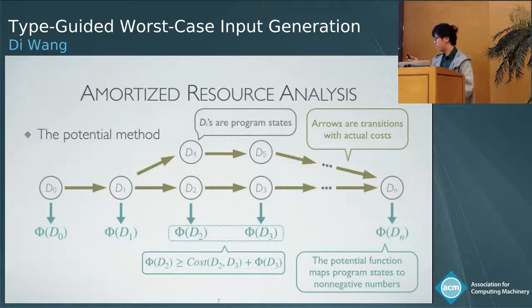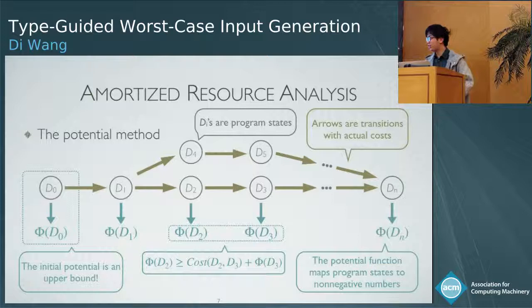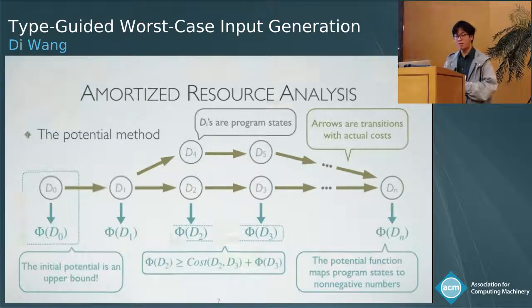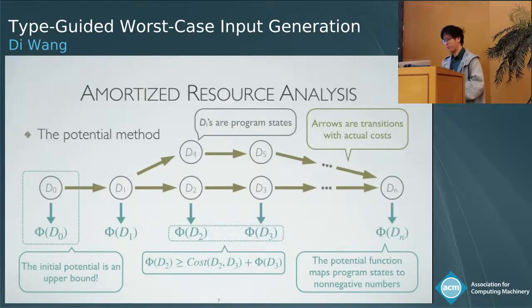For example, here we require the potential of D2 to be greater than or equal to the cost between D2 and D3, plus the potential of D3. In this way, the initial potential phi of D0 can be treated as an upper bound on the resource usage.